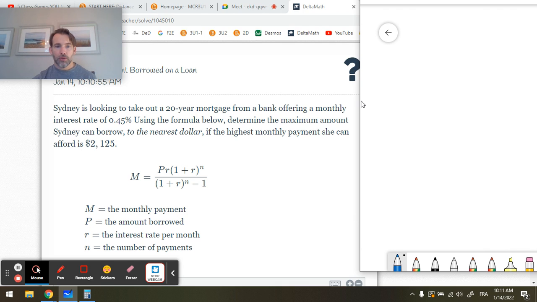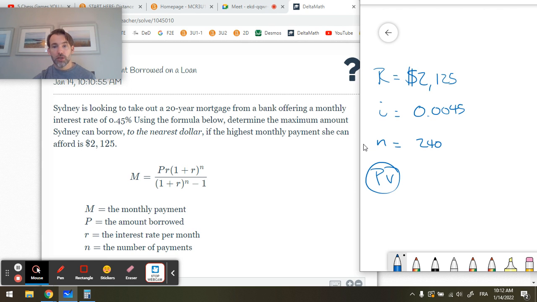So here we go. So we know that her regular payment, they have a new formula that's already isolated for M, the monthly payment, but we call that R, the regular payment. Okay, you can call it whatever you want. She can afford 2,125. Okay, the interest rate is equal to, it's already been solved for us, 0.0045 per month. The N is 20 years times monthly. So 20 times 12 is 240. Okay, there's our numbers. And we want to find what's the present value? Like what can she borrow now if she can afford to pay that for 20 years at that interest rate?